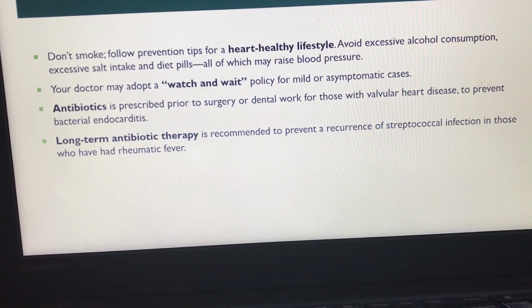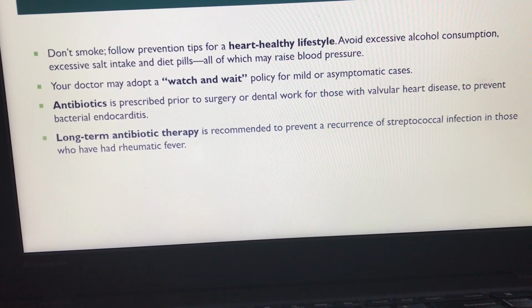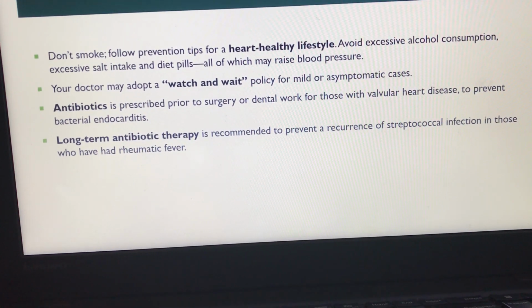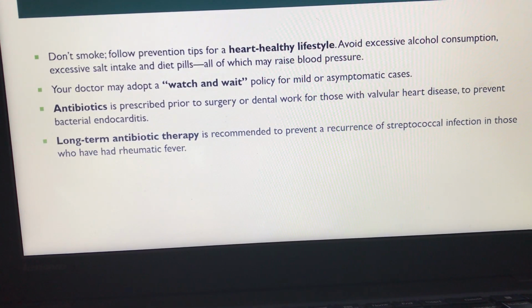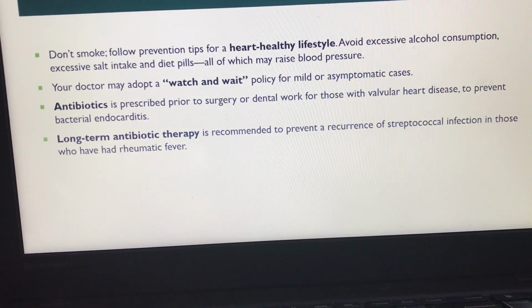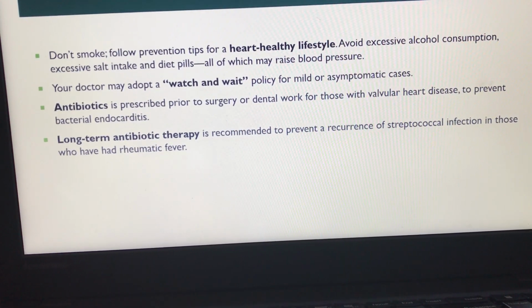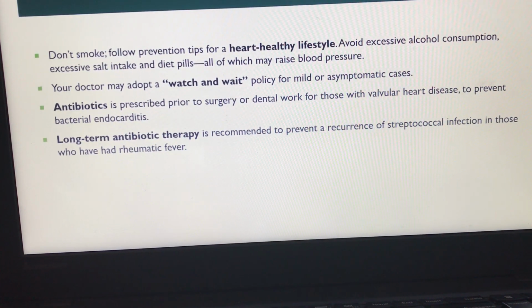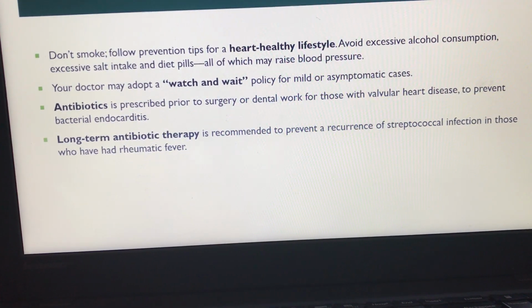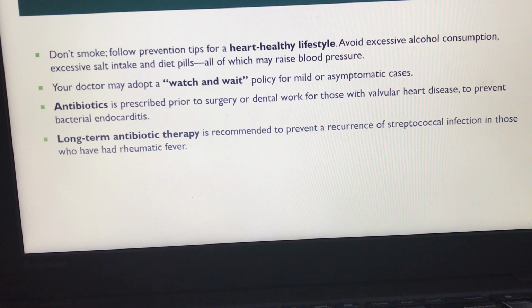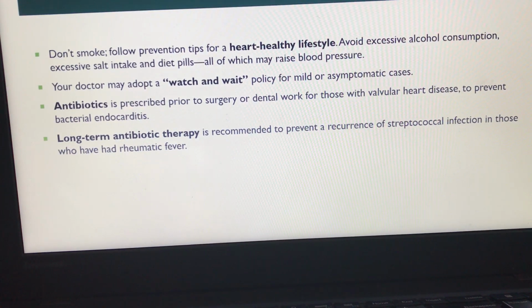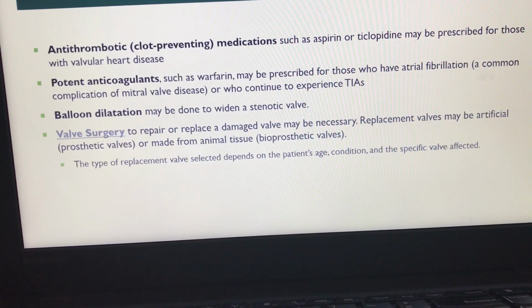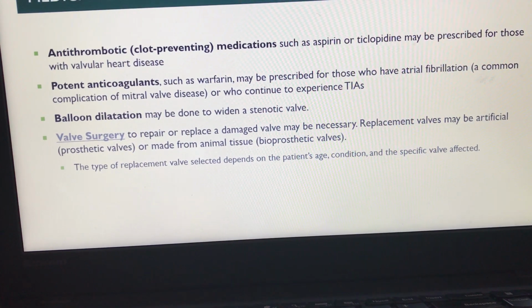Medications are typically preventative healthcare, which is a heart-healthy lifestyle, and then doctors usually adopt the watch and wait policy for mild asymptomatic cases, and then they'll put you on antibiotics prior to any surgery and make sure you get dental work done. After that, they will put you on long-term antibiotic therapy, which is recommended for valvular heart disease, especially with rheumatic fever.